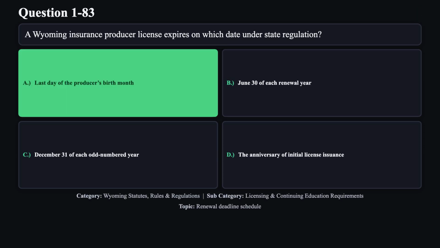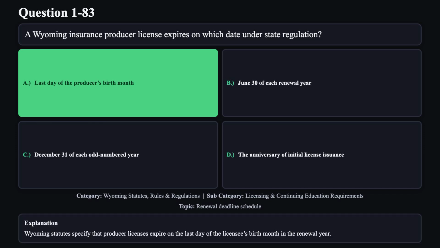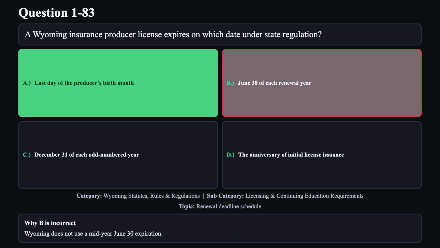The correct answer is A. Wyoming statutes specify that producer licenses expire on the last day of the licensee's birth month in the renewal year. Reason B is not correct. Wyoming does not use a mid-year June 30th expiration.